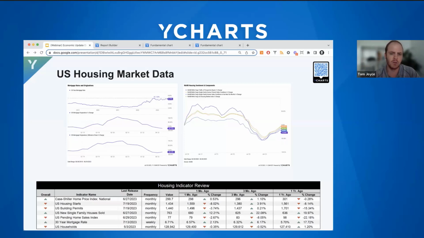And then in the data table below, we've got certain economic indicators. Of course, we're seeing a decline in housing starts and building permits, but we are seeing an increase in the National Home Price Index. So we're seeing increases in that over the 1 month and the 3 month. Still seeing a decline over the last year, but the short-term trend is promising.